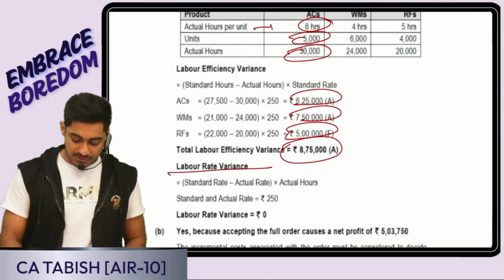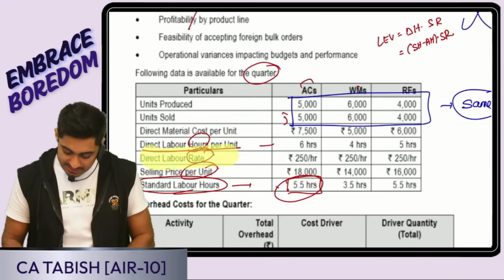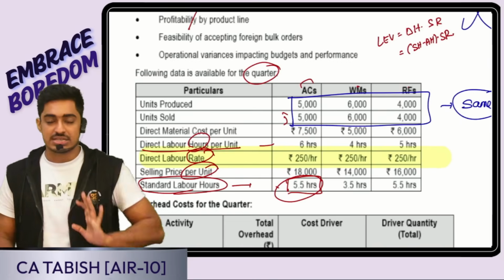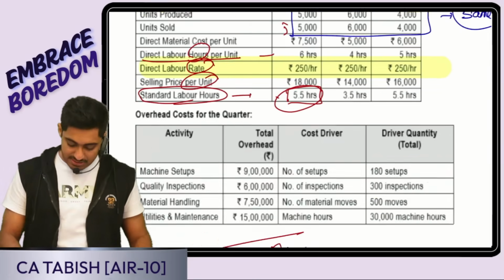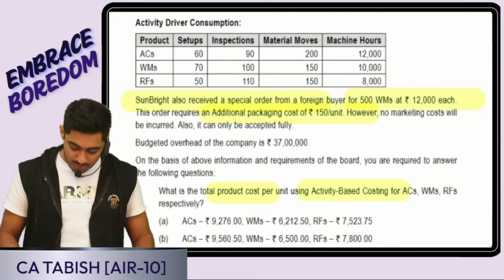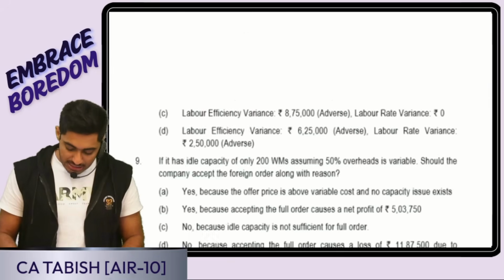Labor rate variance. If you see the question, only a single rate is given, 250 per hour. This only is standard rate, this only is actual rate. So your rate variance is going to be 0. So that need not be done here. Is this clear, everyone? Okay. So accordingly you will be doing third part of the question also. Whatever is answered, you guys can be doing it. Okay, fine. Now comes fourth part.